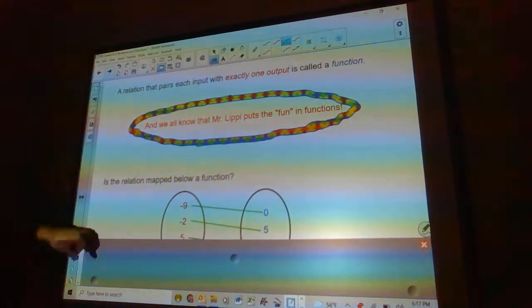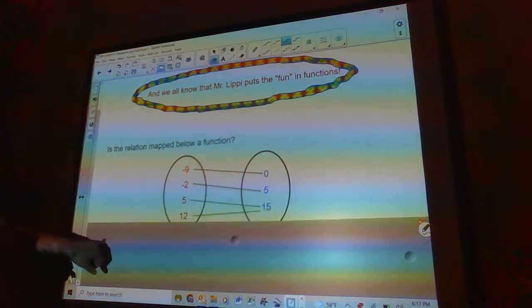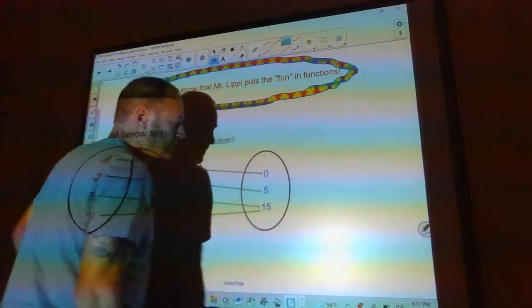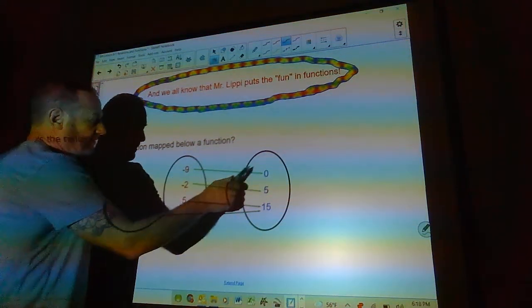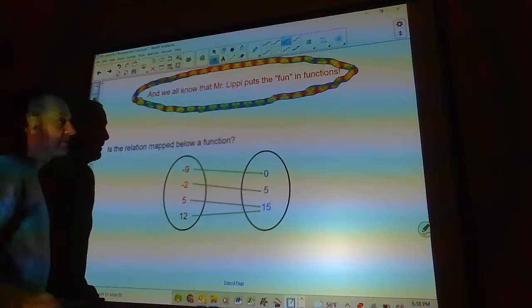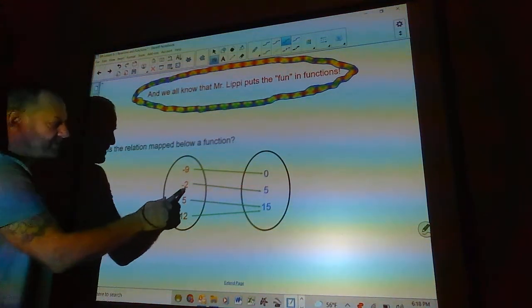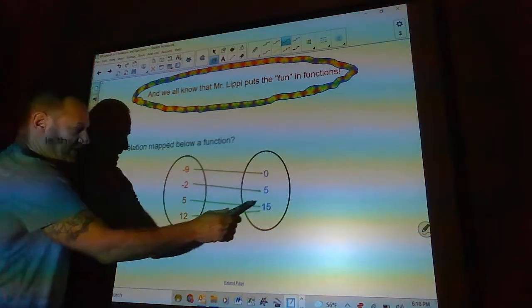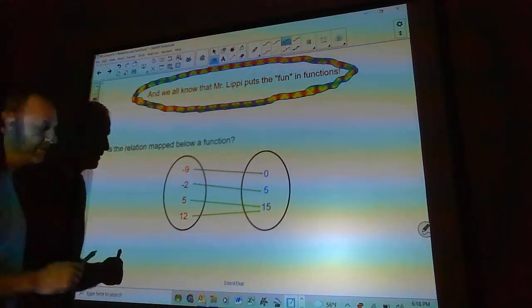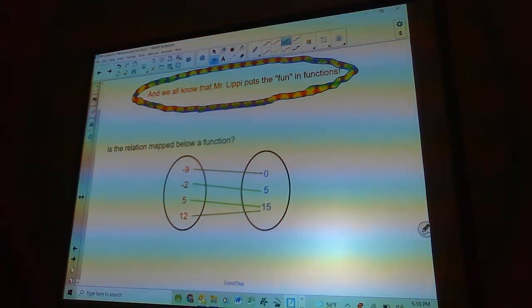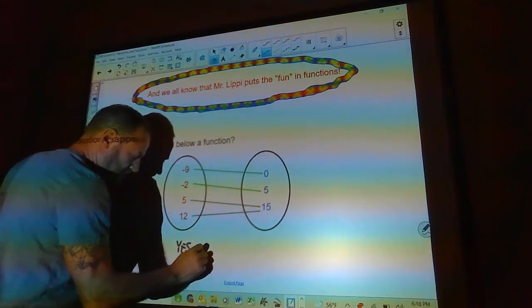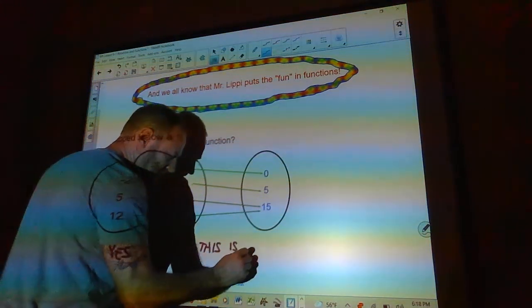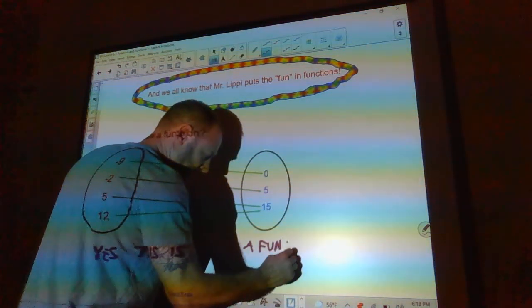So the question here is, is this relation a function? Well, negative 9 is mapped to 0. This x has exactly one y. This x has exactly one y. This x has exactly one y. This x has exactly one y. So this would be a function. So we would say, yes, this is a function.